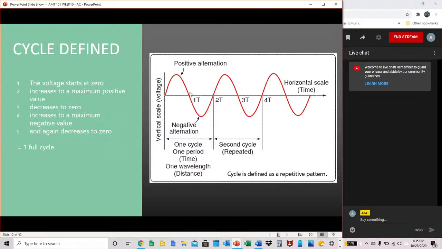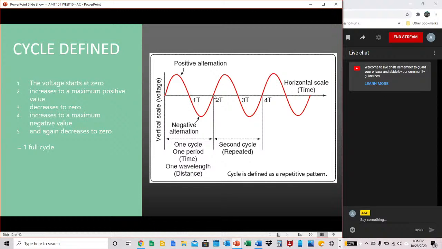Decreases to 0, which would be met right here. And then increases to a maximum negative value. Here's our negative alternation. And then again back to 0. This is what constitutes one full cycle. So that's what this diagram is showing, our one full cycle here. It deflects to a positive peak, a negative, back to 0, a negative peak, and back to 0.